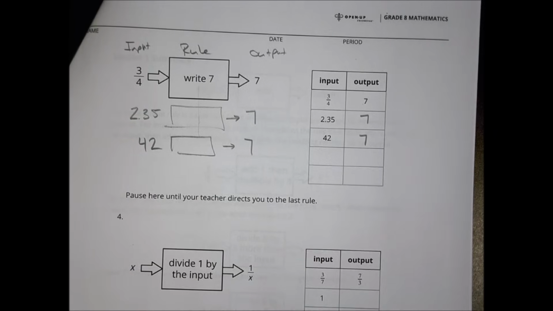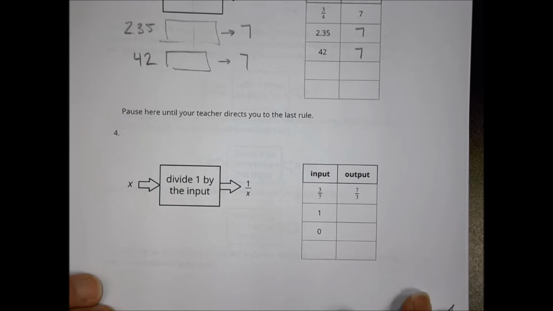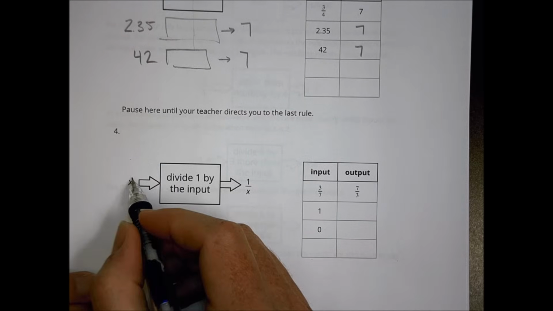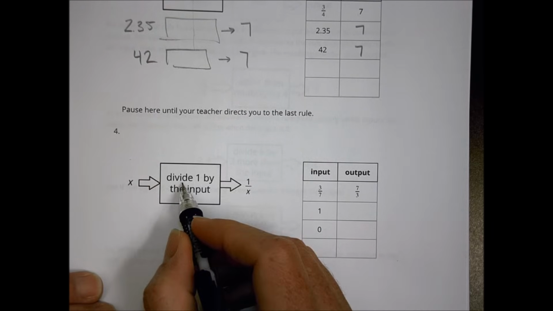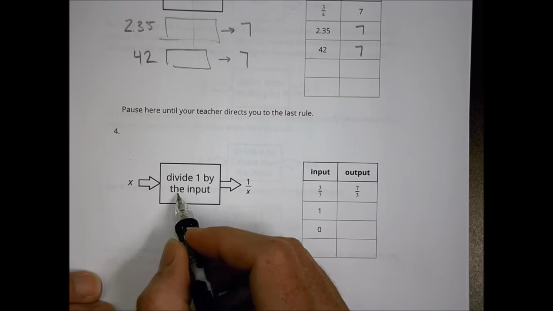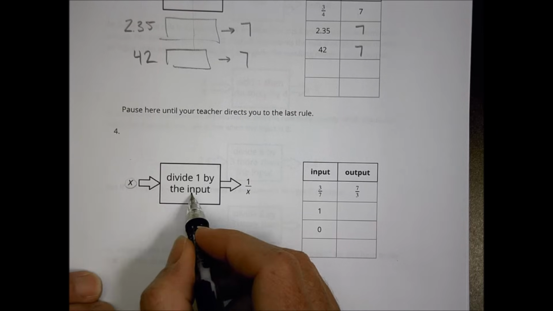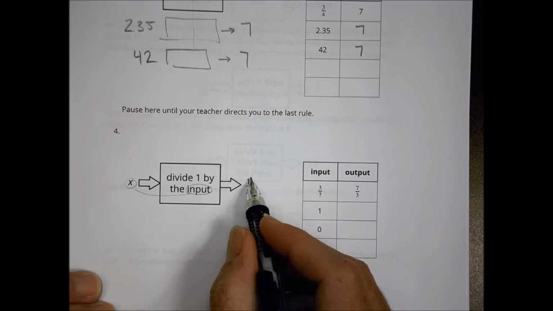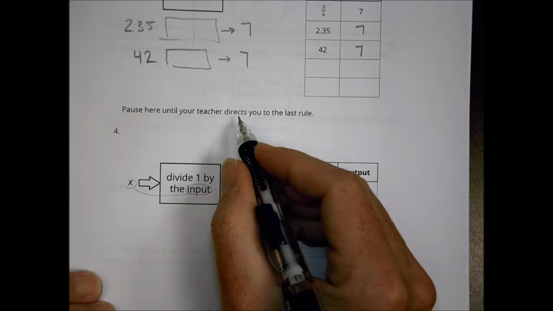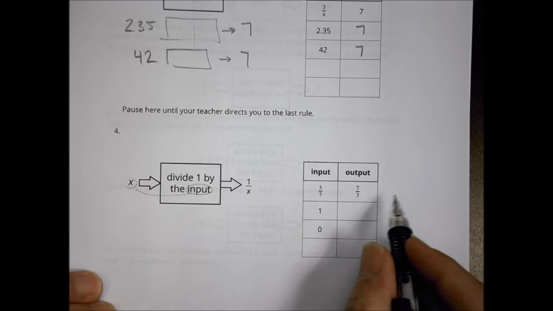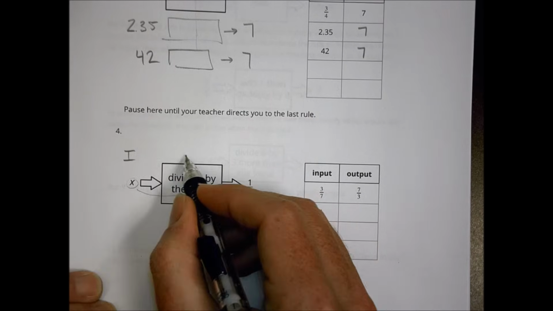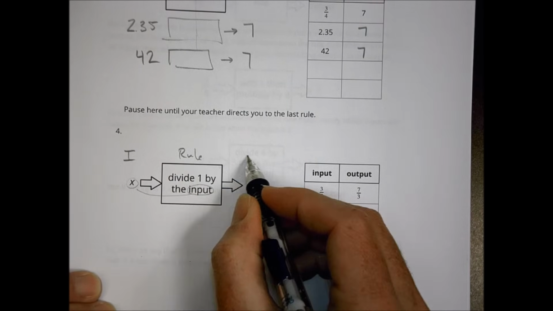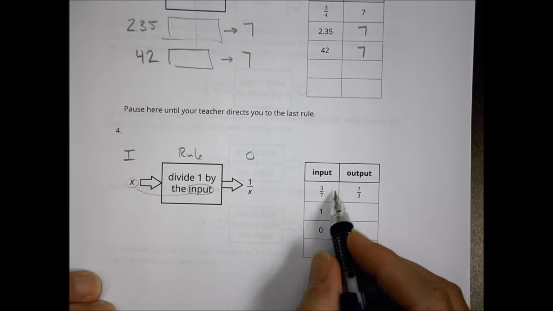Okay? All right, so let's take a look at the last one here. Here we have the value x, and it says divide 1 by the input. Now the input is x, right? That's our input right there. So you end up with 1 over x. We sometimes call this the reciprocal, right? So let's take a look here. This is our input, here's our rule, and here's our output.